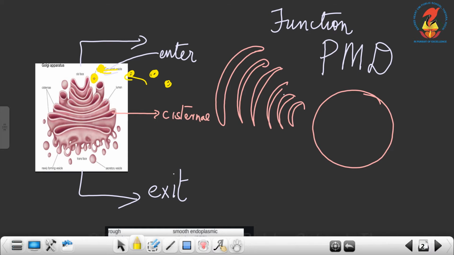Actually, they enter through the cis phase. Now, in the cis phase, there are the cisternae. So, it enters the first cisternae. From the first cisternae, it gets into the second cisternae. Second cisternae, it gets into third. From third, it gets into the fourth. From the fourth, it gets into the fifth, and then it gets into the sixth cisternae. So, as it is moving from one cisternae to the other cisternae, it is getting packaged.